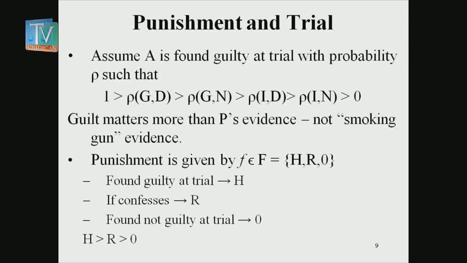So there's going to be a punishment, and I just have H, R, and 0. The idea is H is the highest punishment, R is the reduced punishment, and 0 is no punishment. So if the accused is found not guilty, punishment 0. If the accused confesses, he gets this reduced punishment, at least that's the way I'm modeling it. And if the accused is found guilty at trial, he gets this high punishment. So we're just assuming H is the biggest, R is in the middle, and 0 is the lowest.